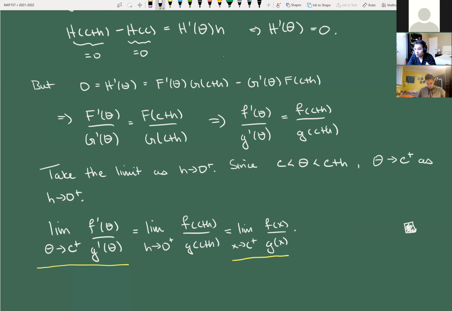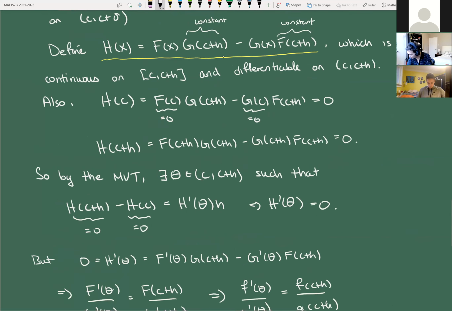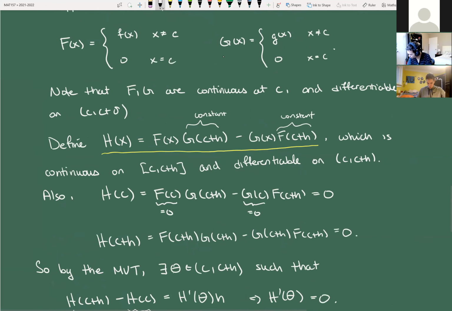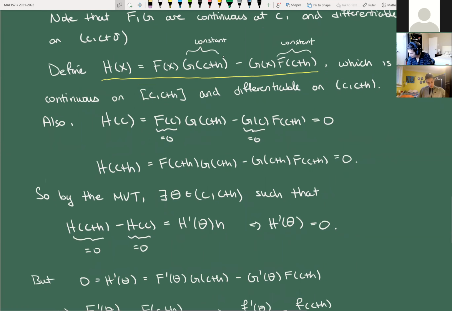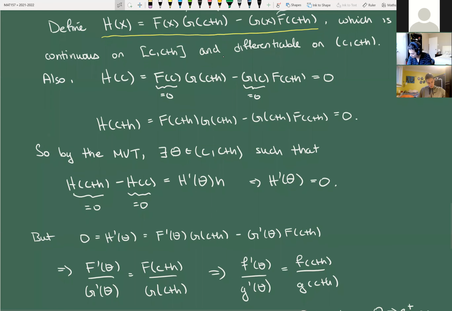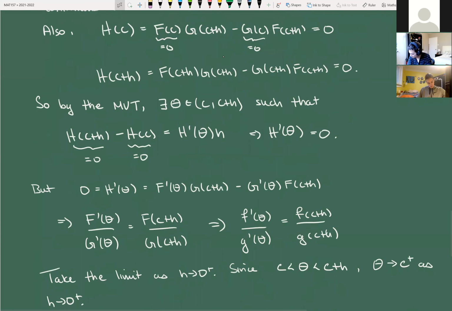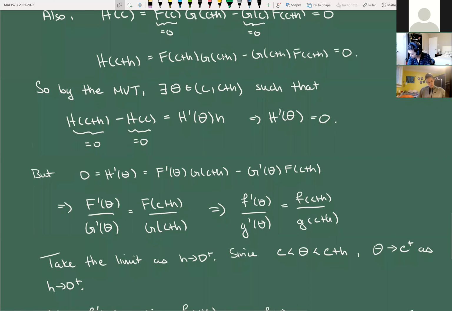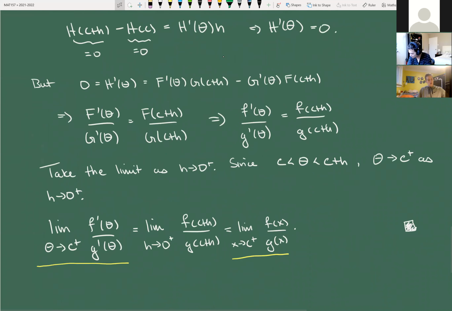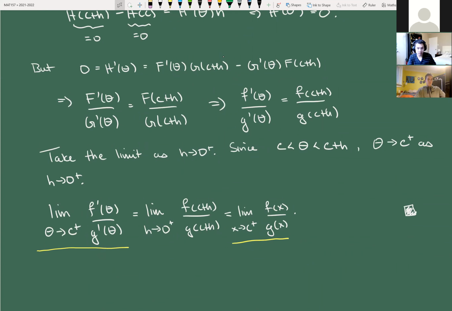You can imagine that the proof as you approach c from the left is pretty much the same, right? What's going to change? Is anything here going to change? So you still define f and g the same way. They're still continuous and differentiable on c minus delta to c. Yeah, pretty much nothing changes, right? It's almost exactly the same result.